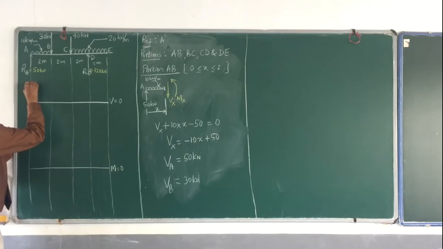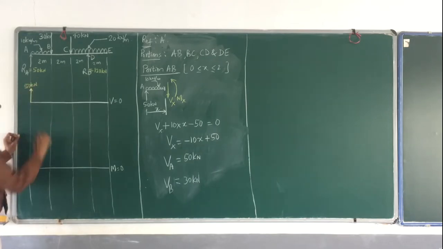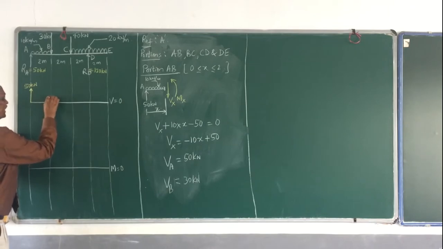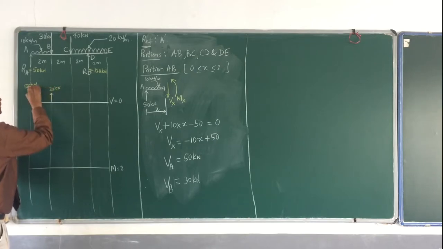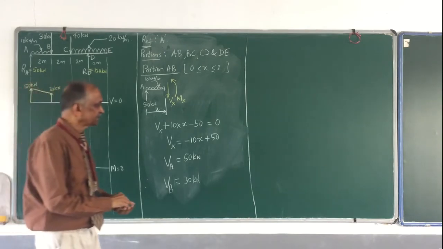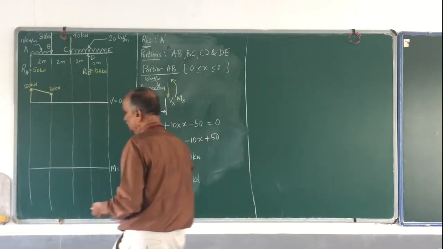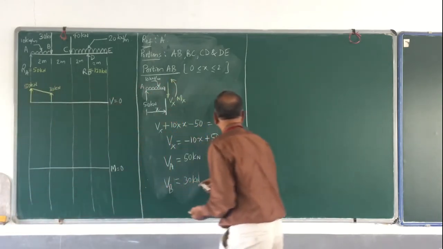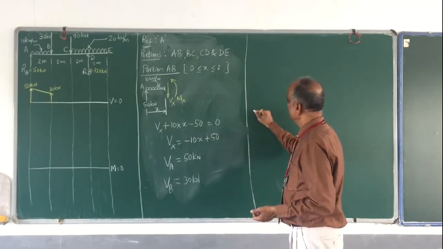This is 50 kilonewton. And at B, it is 30, a little more than half of it. So write this as 30 kilonewton, and in between it is as per this relation. Okay, this is the shear force. Similarly, I would like to get the bending moment here itself.